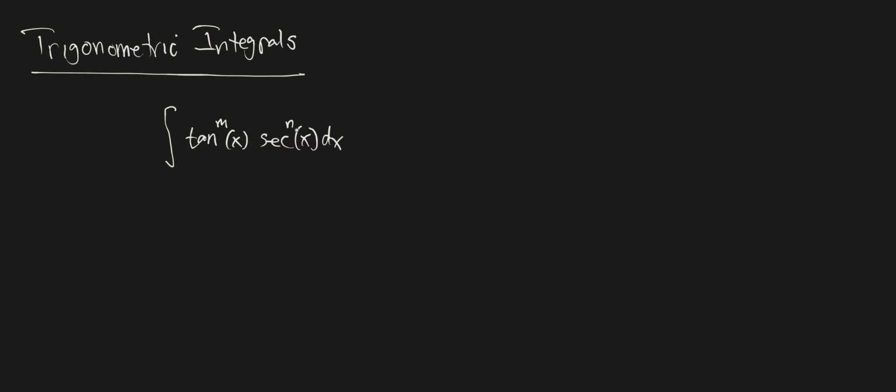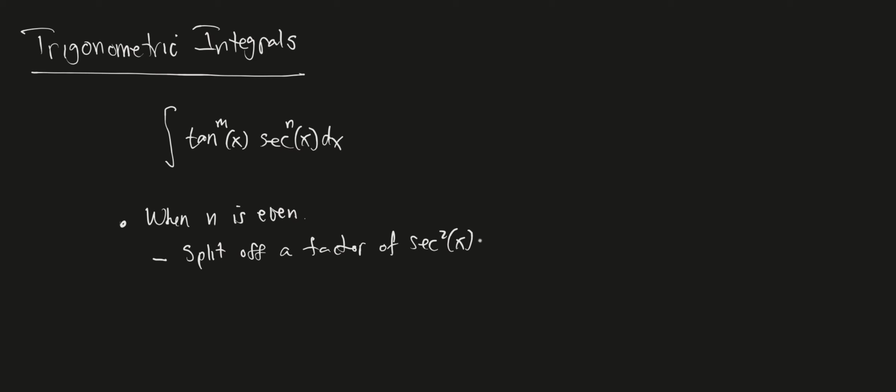So suppose n is even, right? So the first case is when n is an even number. Well, here is the process. First thing we're going to do is, if n is an even number, we will be able to split off, or factor off, a factor of secant squared. And that factor is going to enable us to do a u sub towards the end of the process.